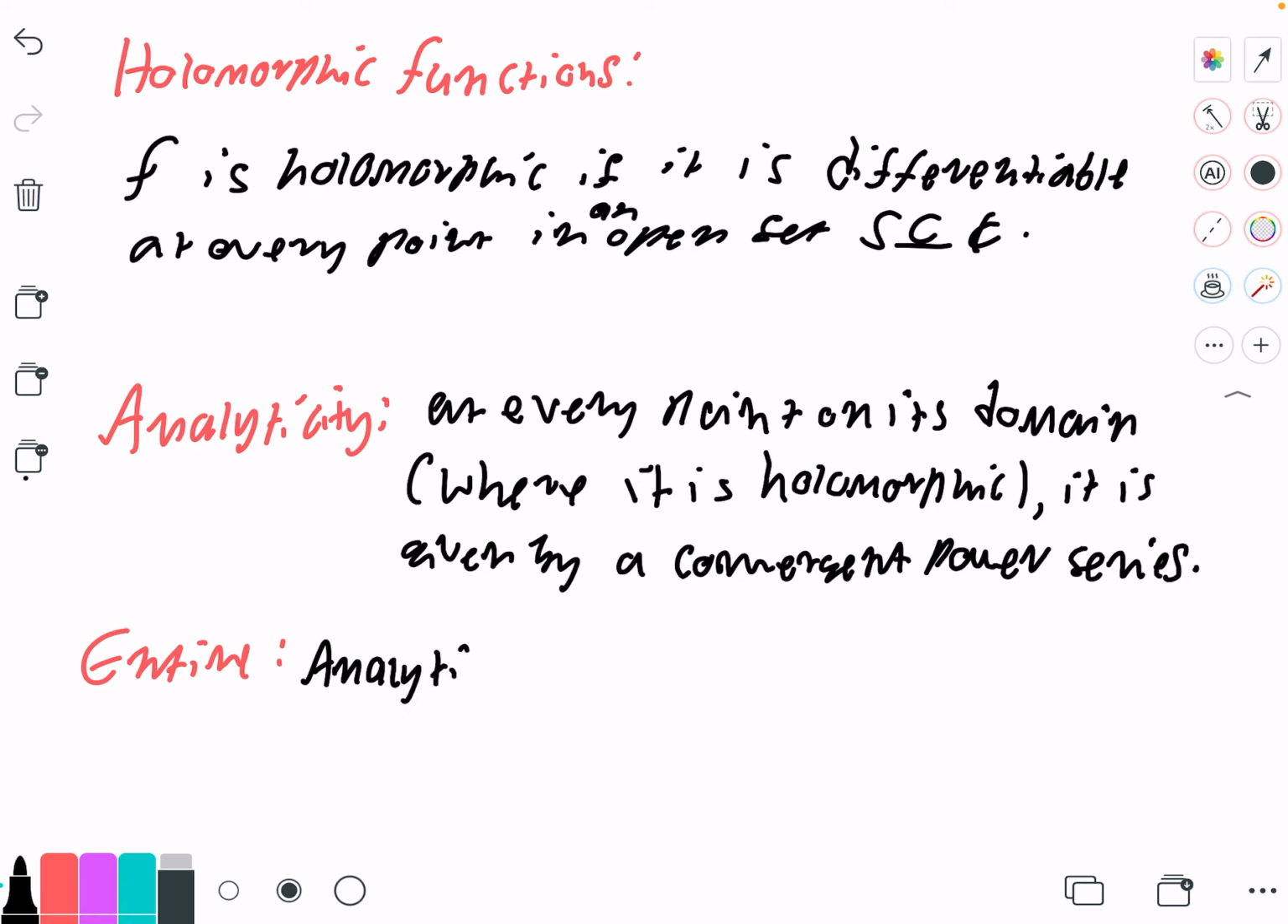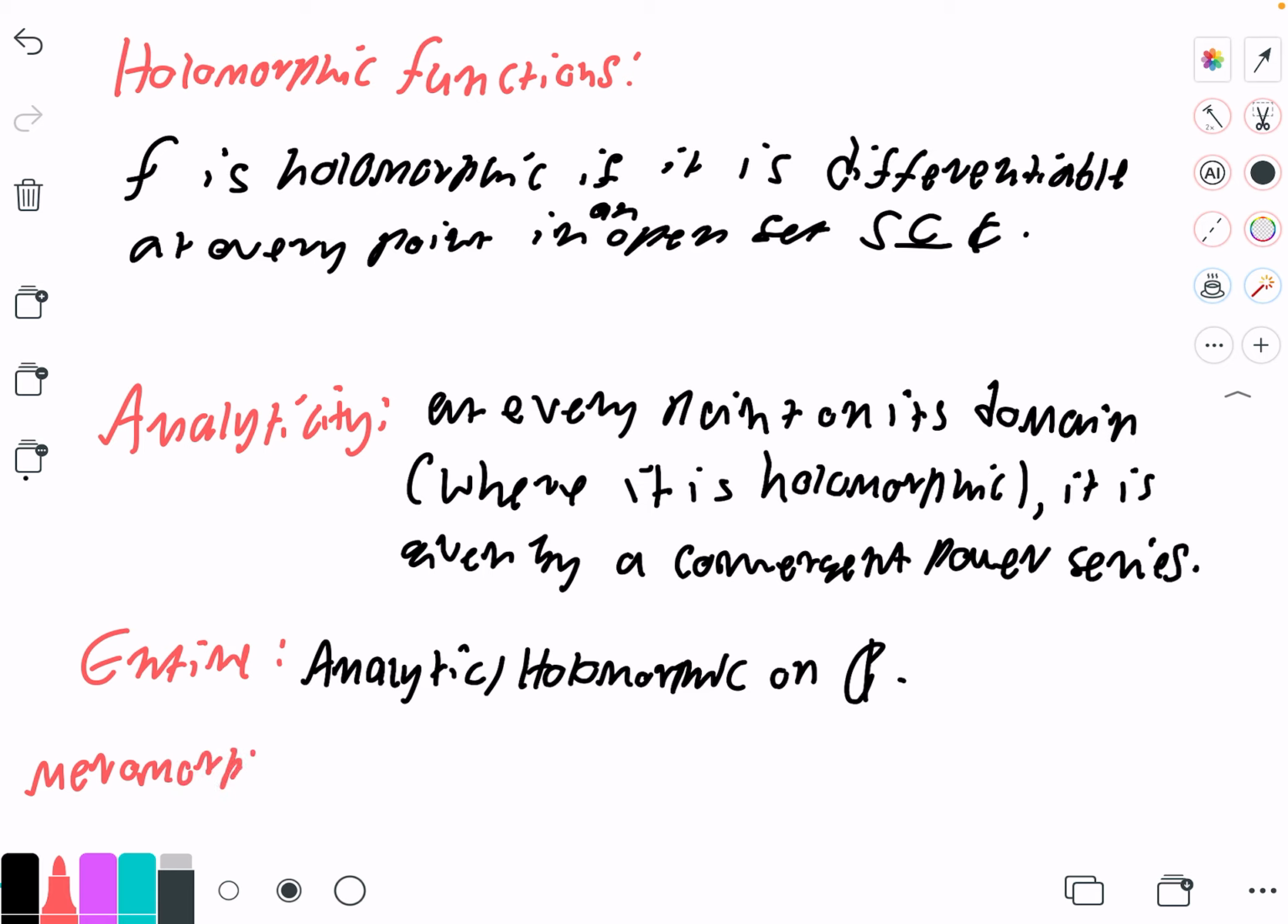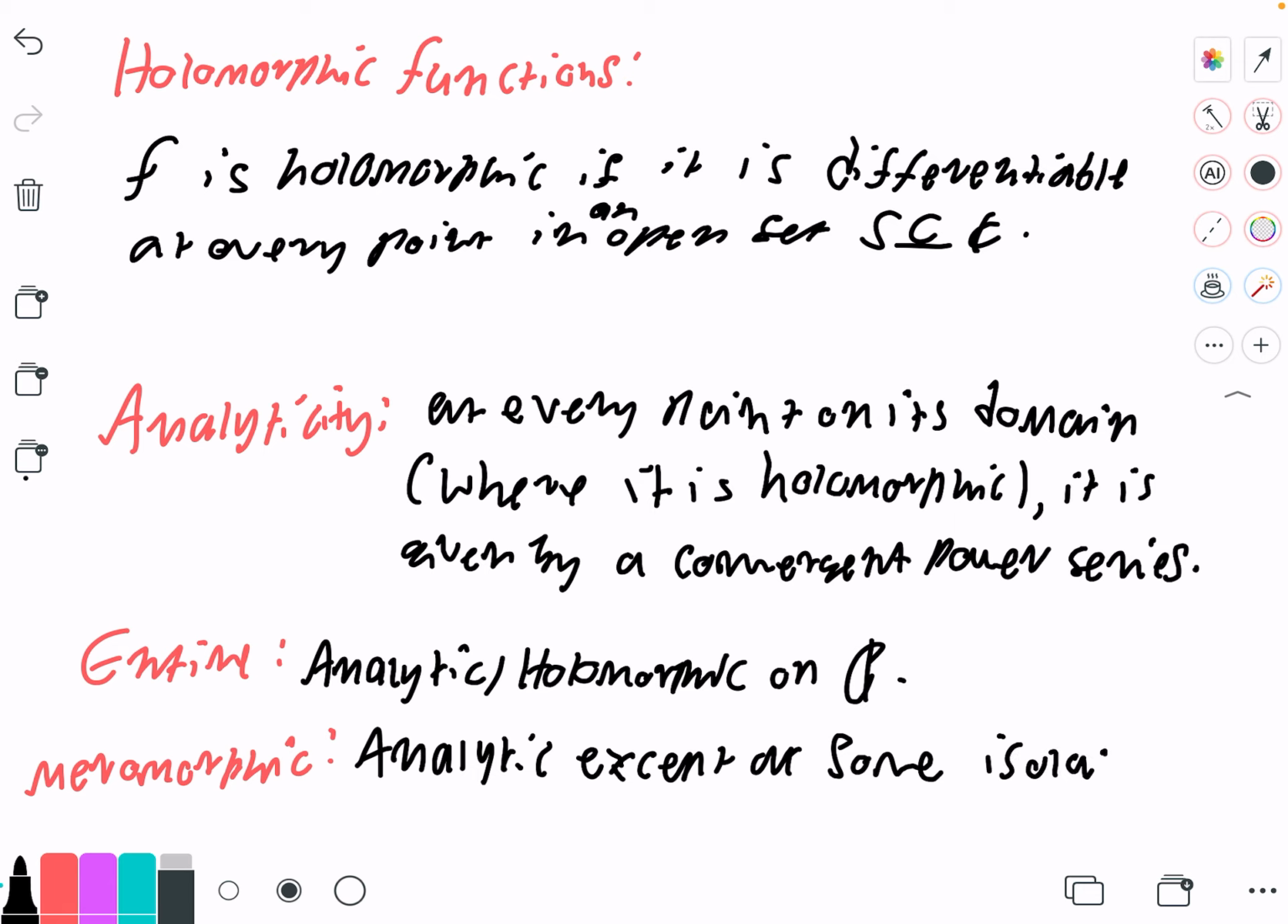Analytic or holomorphic. Same thing on C. Okay, and sometimes you might see the term meromorphic, which is just analytic, except at some isolated points. So an obvious example of this would be f of z equals 1 over z. It's analytic everywhere except at 0 because it's not defined there.